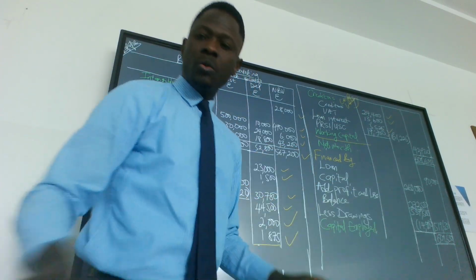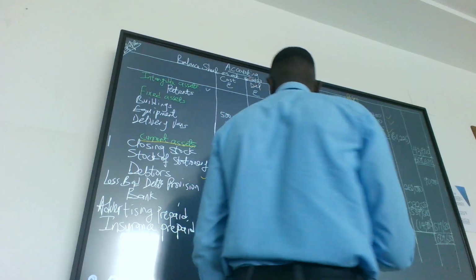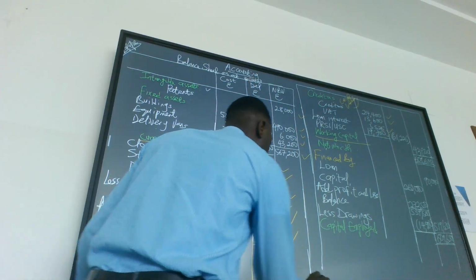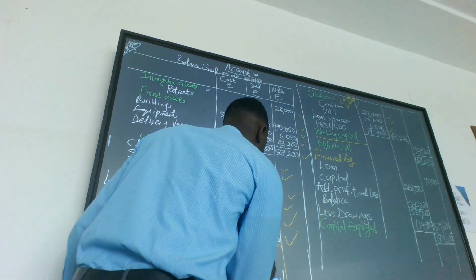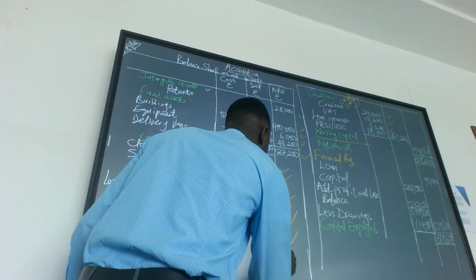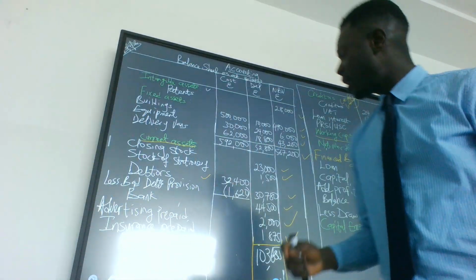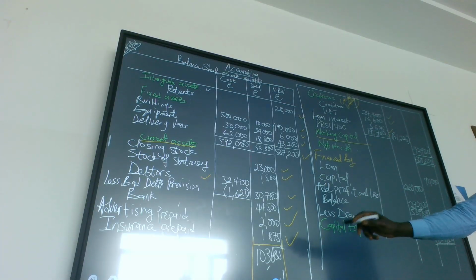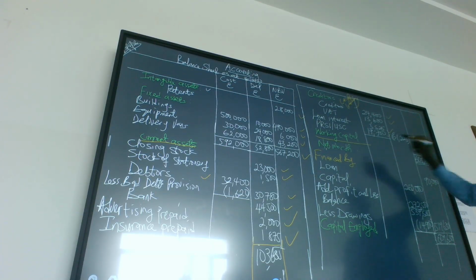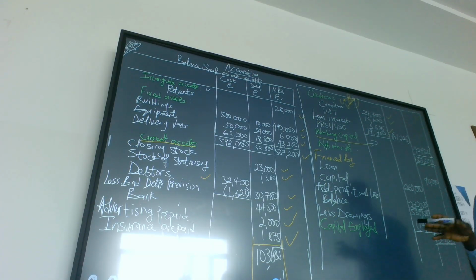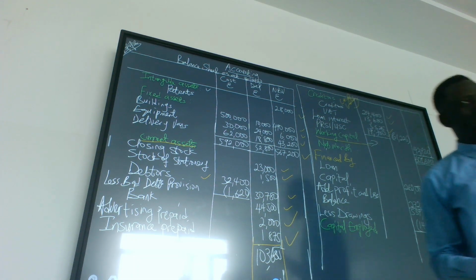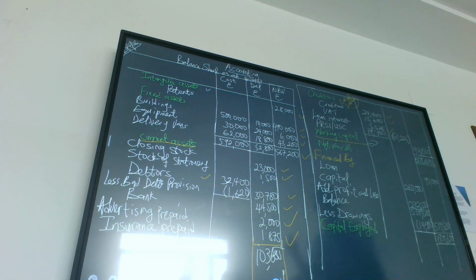103,655. So we have 103,655 minus this gives you your working capital. I think working capital is clear now. Working capital is current asset minus current liabilities. I think that's clear. Now, our net worth.